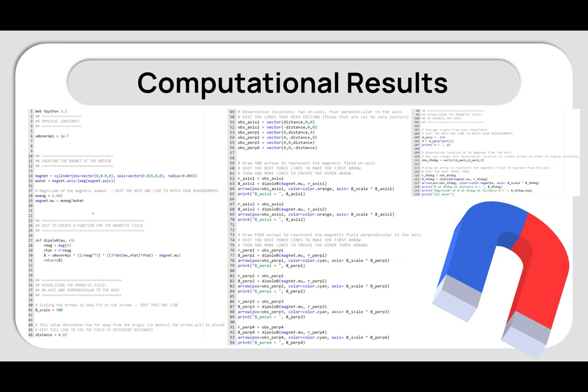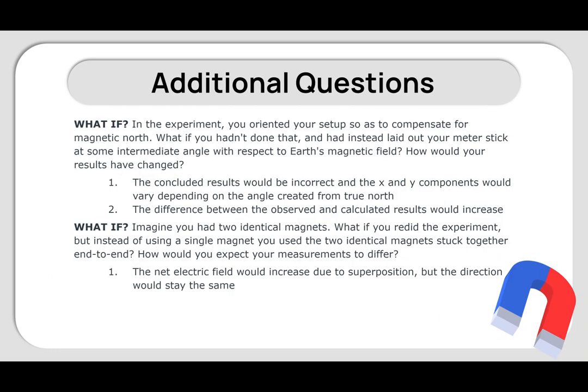For the additional questions, for the first one, the concluded results would be incorrect, and the x and y components would vary depending on the angle created from the true north, which would no longer be 45 degrees. And also the difference between the observed and calculated results would increase because the calculated results are supposed to be as close as possible to the observed results in perfect conditions. For the second question, the net electric field would increase due to superposition, but the direction would stay the same.